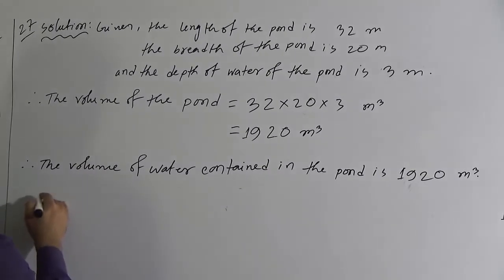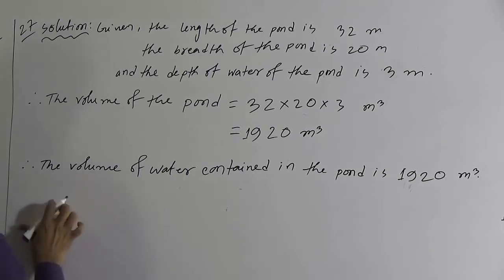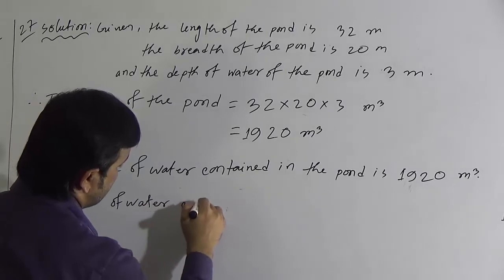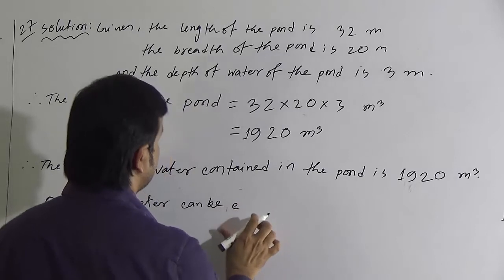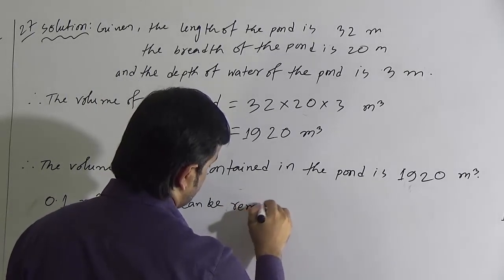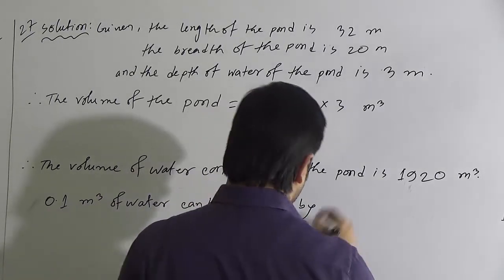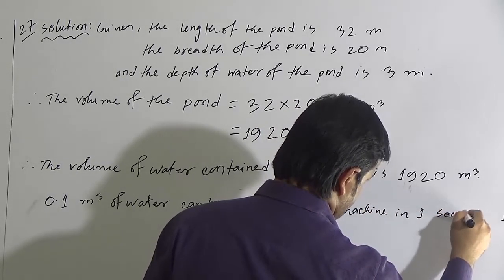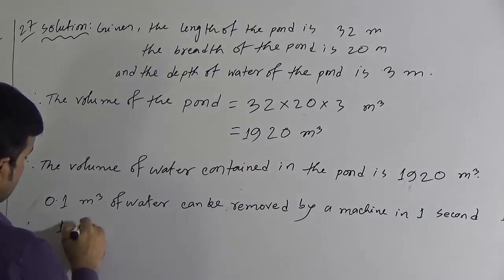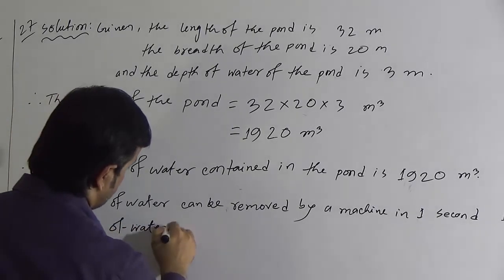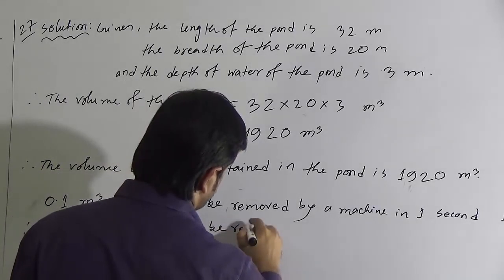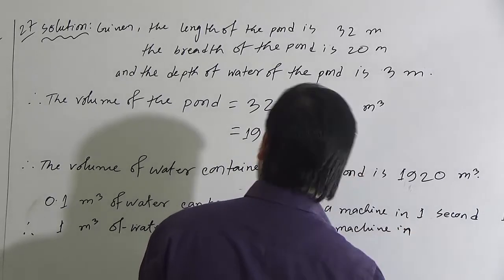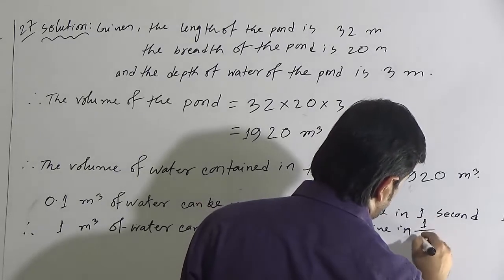So we can write here 0.1 cubic meters of water can be emptied or can be removed by a machine in 1 second. Therefore, 1 cubic meter of water can be removed by a machine in, as we are determining 1, we have to divide 1 by 0.1 second.